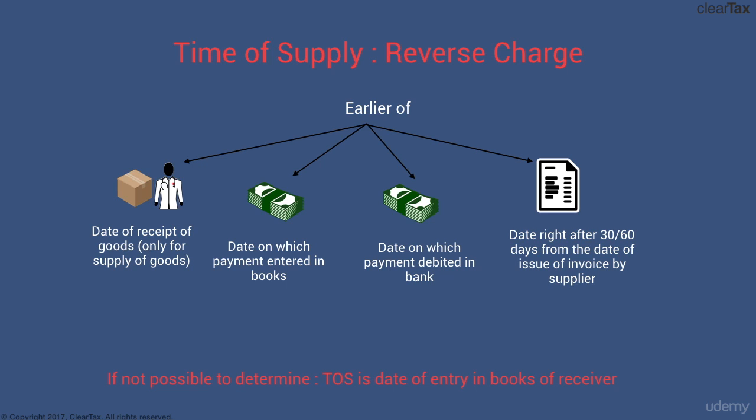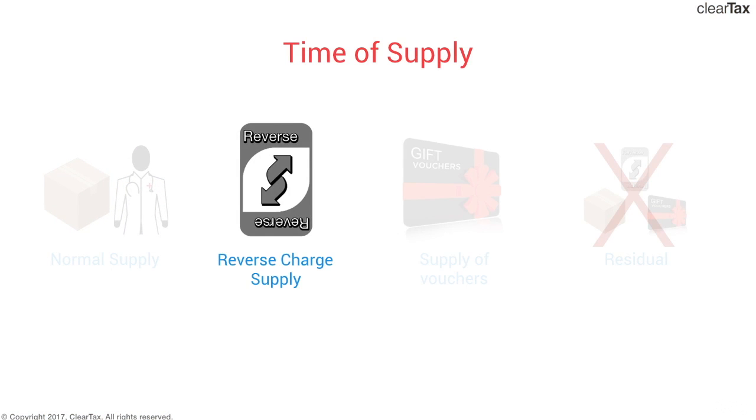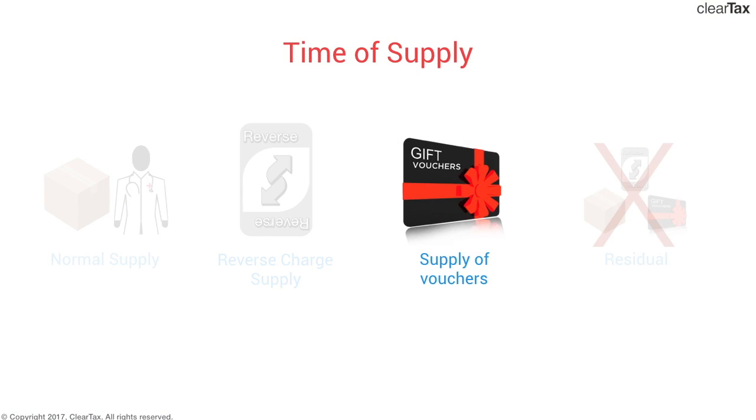It is in these situations, when any of these occur, that the government has clarity that the transaction has taken place, the liability for payment has taken place. So there's a revenue stream which materialized and the government can now collect tax. So that's all about time of supply under reverse charge supply. In the next video, we'll check out the situation for supply of vouchers as well as the residual transactions.